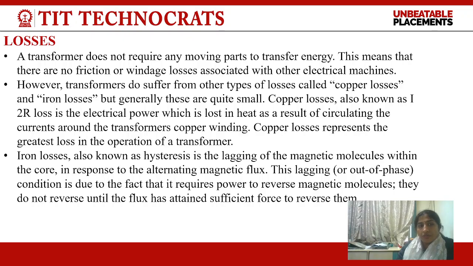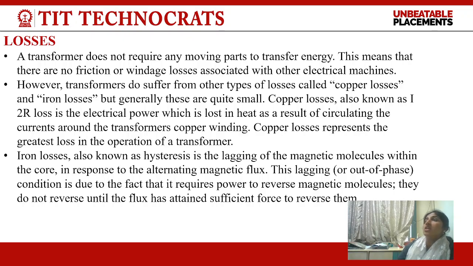Coming to the iron losses, as we know, the transformer has an electrical circuit and a magnetic circuit. The magnetic circuit is made up of ferromagnetic material, most commonly iron, steel or silicon steel. So iron loss is associated with it, and there are two types of iron losses. One is hysteresis loss and the other one is eddy current loss.